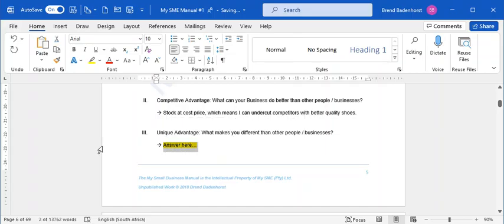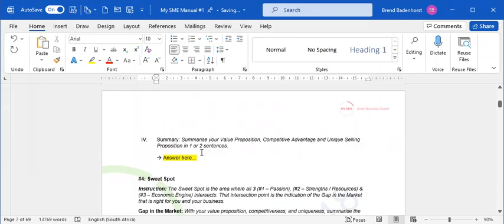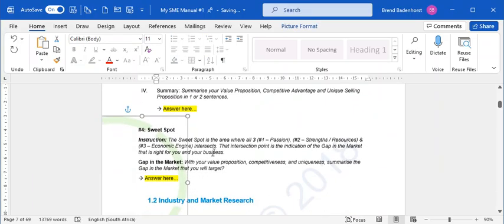So I'm going to say here the uniqueness: custom-made shoes with customers' initials on the inside. So I'm going to bring something different to my product that's going to make me different to the competitors out there. That should get people's attention.